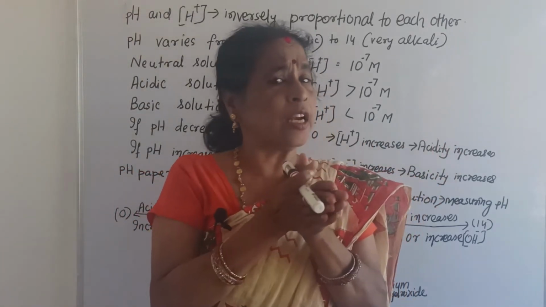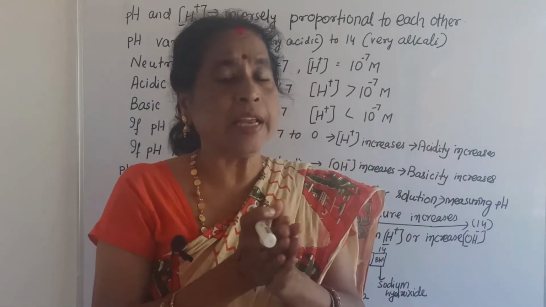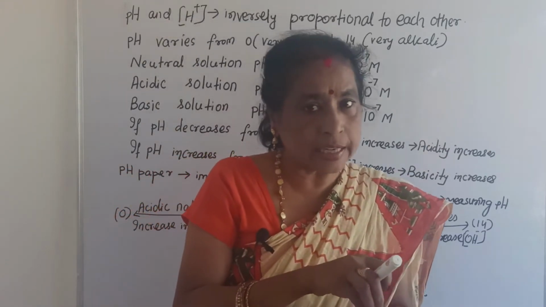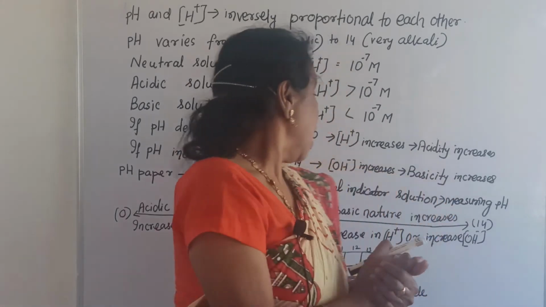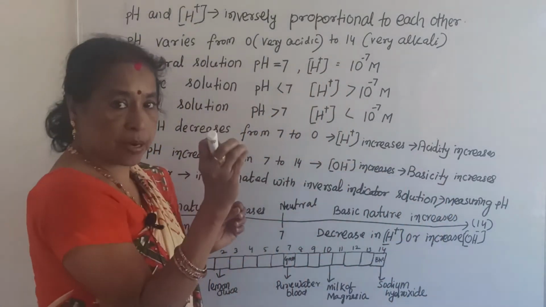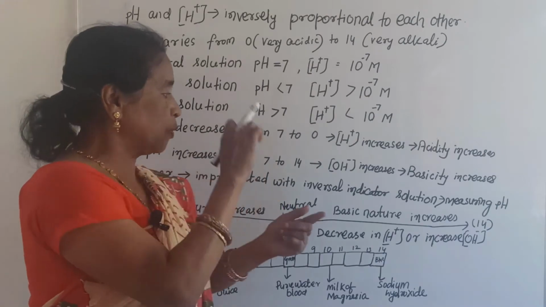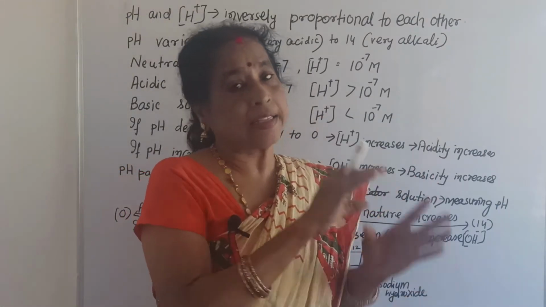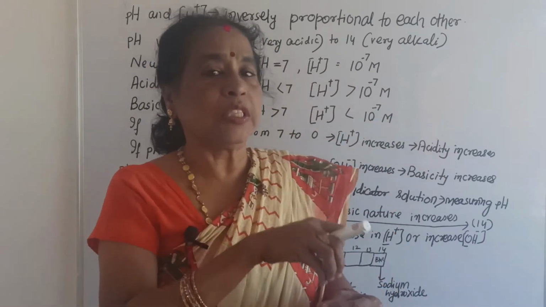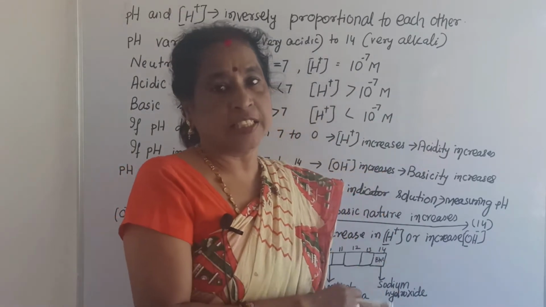Actually, till now there is a universal indicator. What is a universal indicator? It is a mixture of different types of indicators. And now if a paper is impregnated with universal indicator solution, that is called pH paper, which is helpful for measuring the pH.